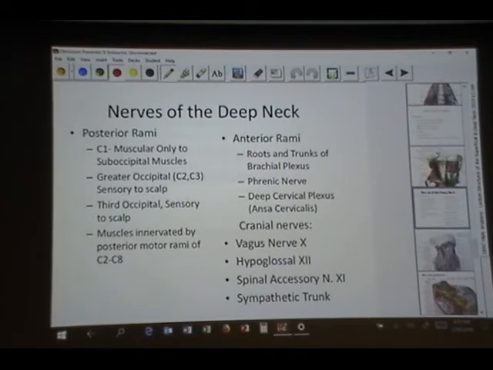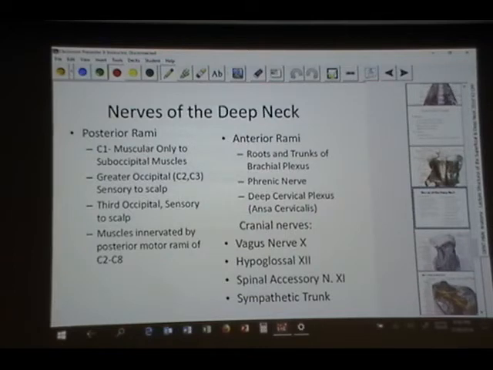And then we'll have the spinal accessory crossing the posterior triangle. And then we'll have the sympathetic trunk. Where do you think the sympathetic trunk is in relationship to these structures? What do you think that is? Okay, the vagus nerve is inside the carotid sheath. The ansa cervicalis is on the outside of the carotid sheath.